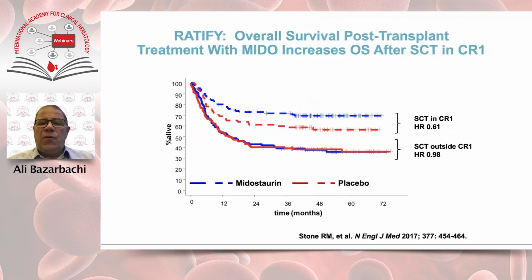Interestingly, for transplanted patients, you can see here patients that received an allograft in first complete remission and patients who received an allograft outside complete remission. For patient allografted in CR1, there was a significant benefit from using pre-transplant midostaurin, indicating a synergy between midostaurin and allotransplant. Patient allografted outside CR1 had a lower outcome, and there was no difference between those who received pre-transplant midostaurin or placebo.